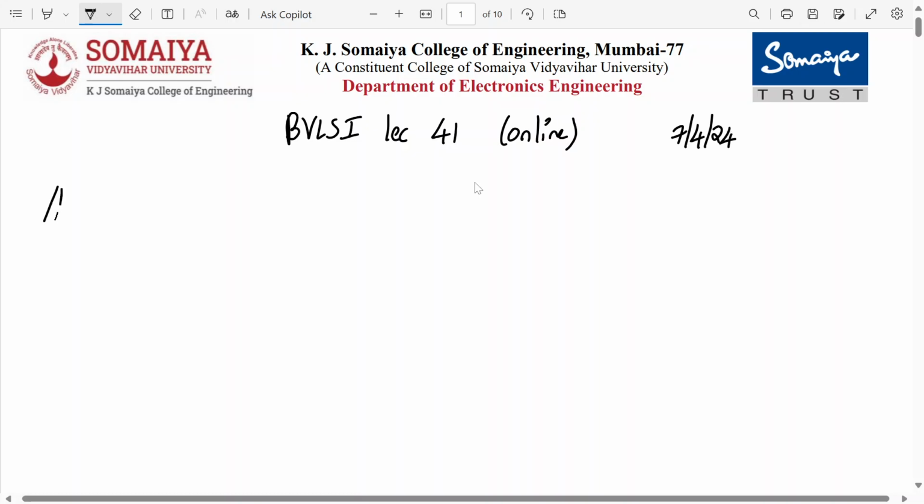So let us find the DC static power dissipation for the resistive load NMOS inverter.